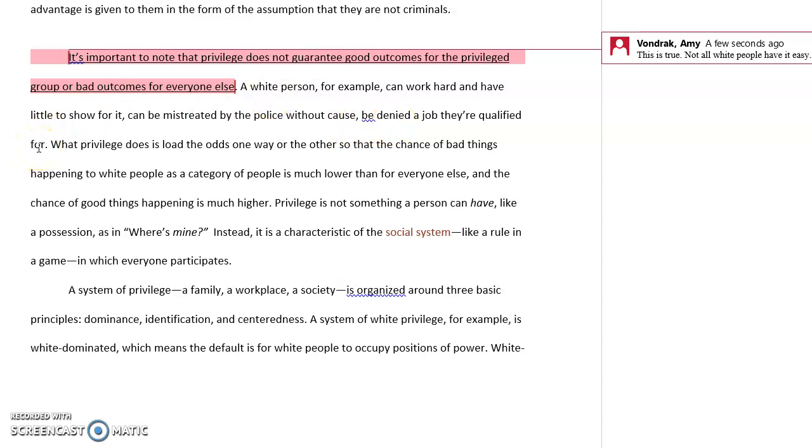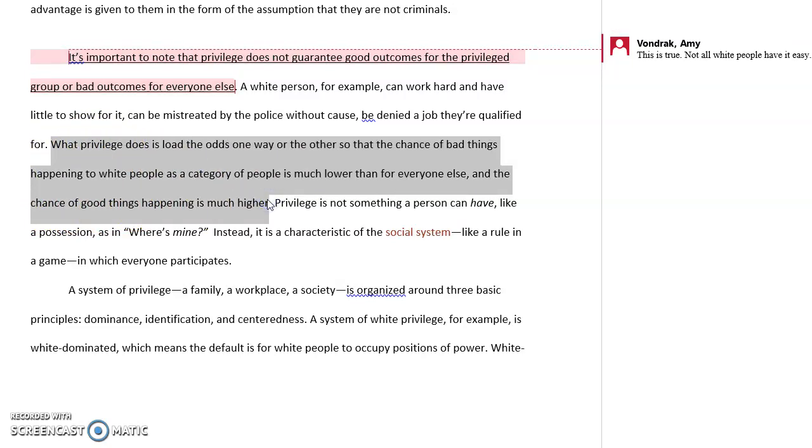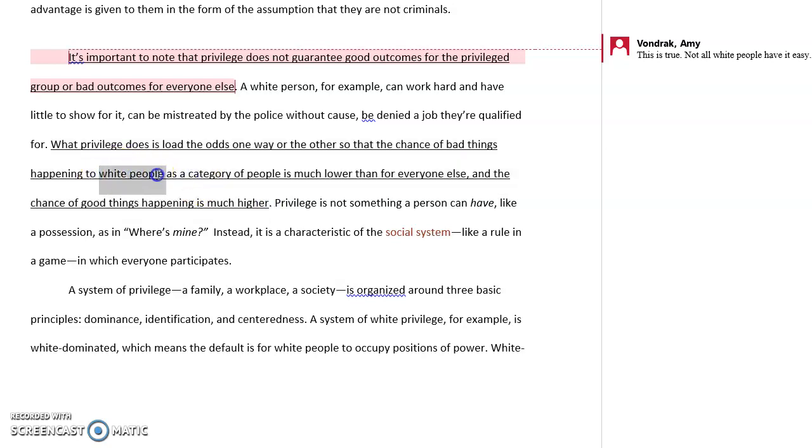Okay, so he's saying, just because there is this thing called white privilege, it's not like everything is perfect for white people. What privilege does is load the odds one way or the other so that the chance of bad things happening to white people as a category of people is much lower than for everyone else, and the chance of good things happening is much higher. Okay, so I want to underline that. That's really important. And I want to point out white people as a category of people. That to me sounds really important.